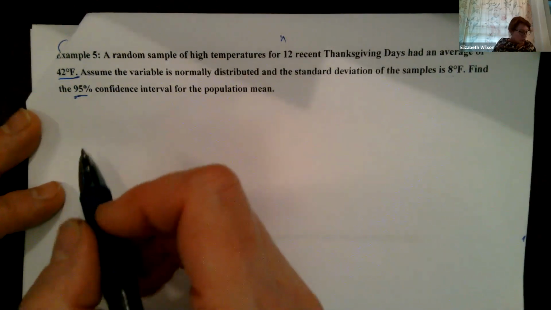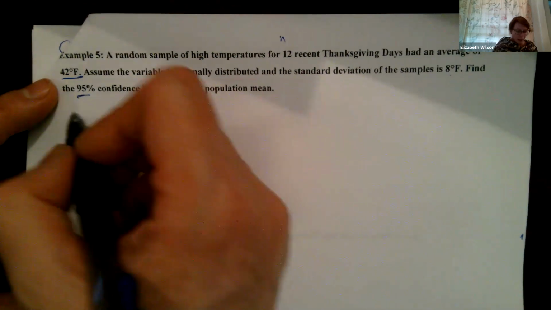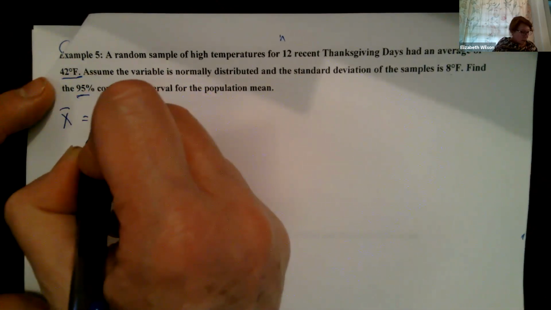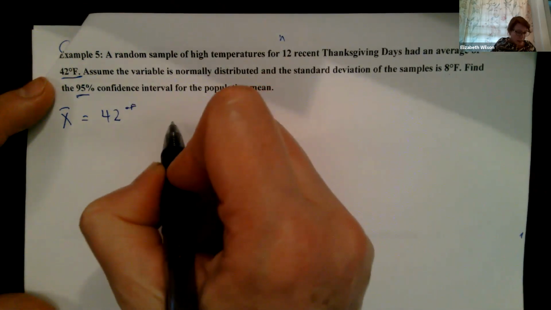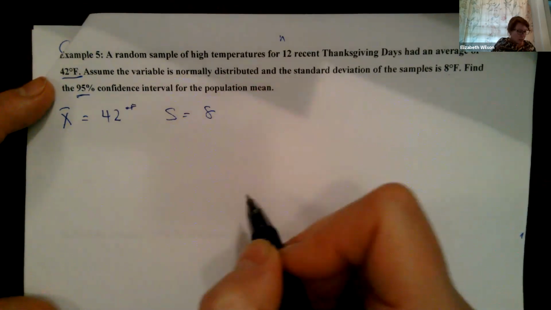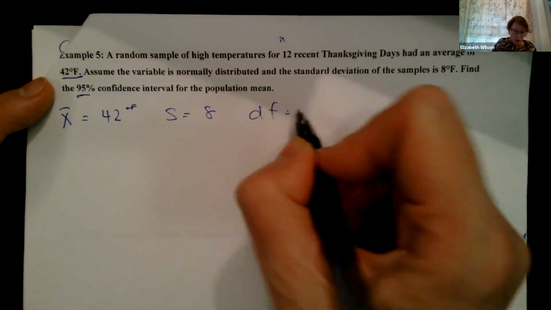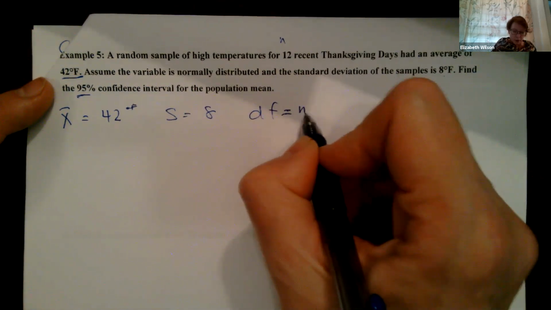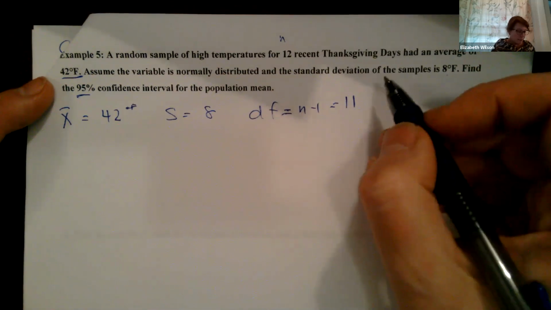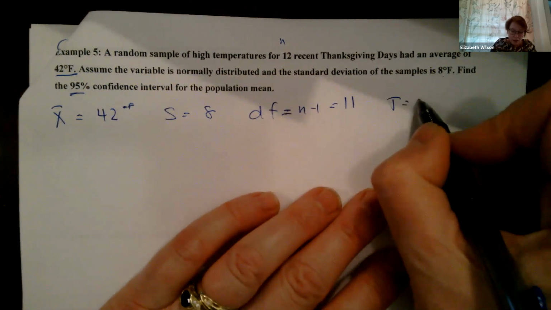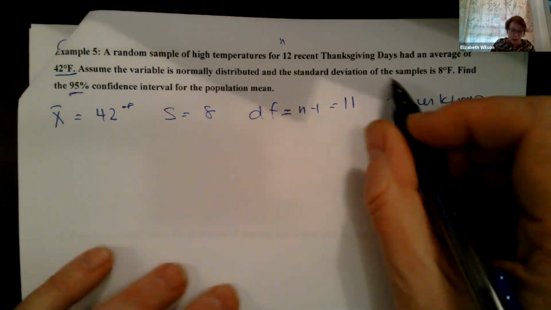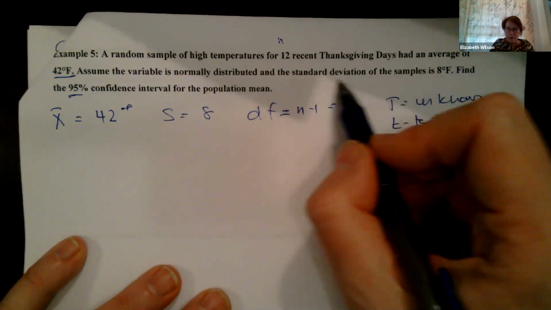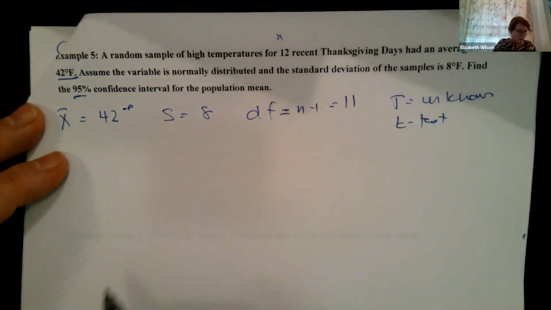So let's start thinking about what's going on here. I'm going to write down and take notes. My sample mean is 42 degrees Fahrenheit. My sample standard deviation is 8. My degrees of freedom is 12 minus 1, equal to 11. My population standard deviation is unknown, so I need to use the t-test. All I had was my sample standard deviation.